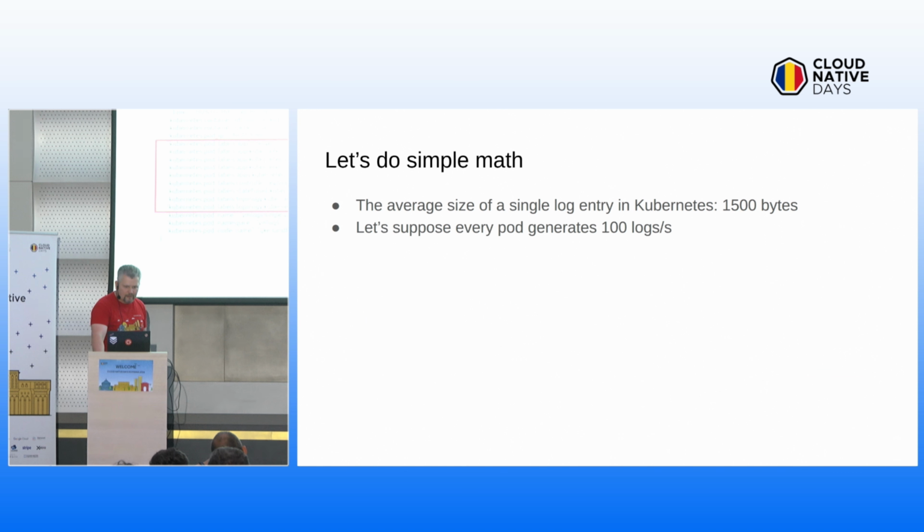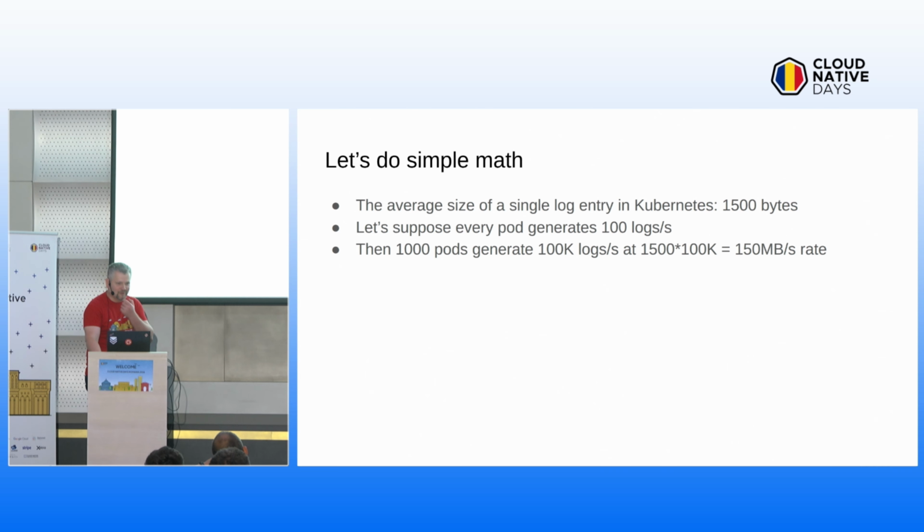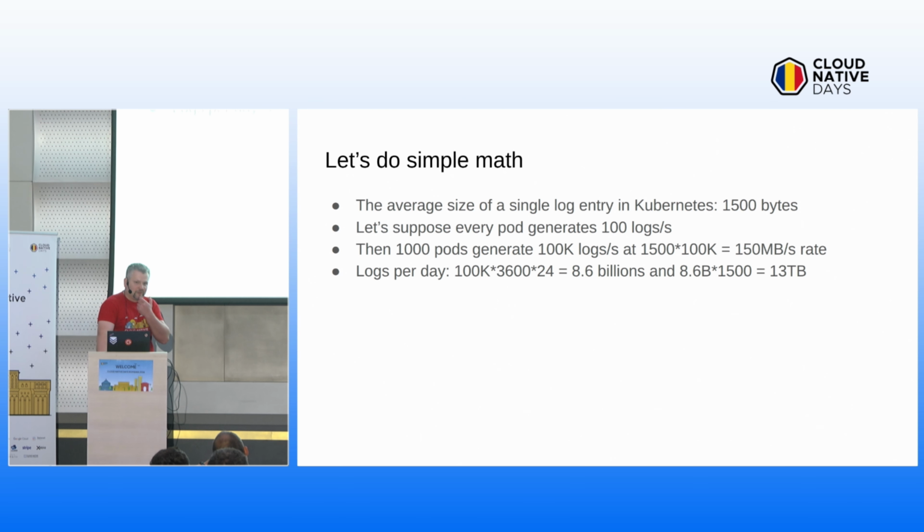And let's suppose that every pod generates 100 logs per second. And let's suppose that you have 1,000 pods, and then these pods generate 100,000 logs per second. And if you multiply this number by the number of seconds per day, you get 8.6 billion logs per day, or 13 terabytes of logs per day.